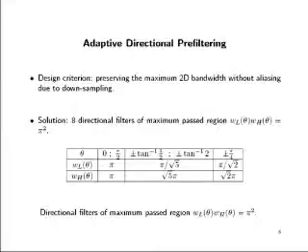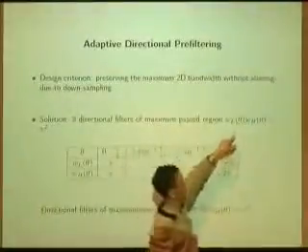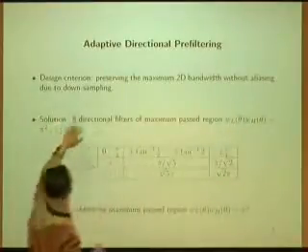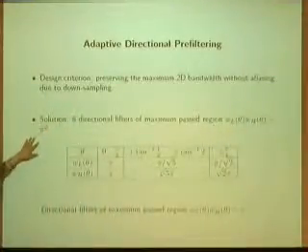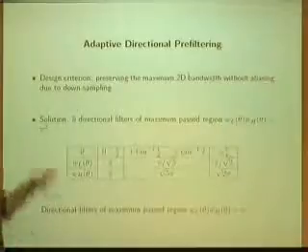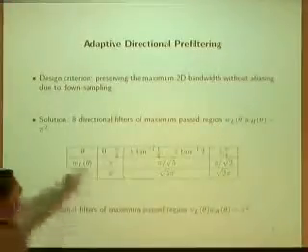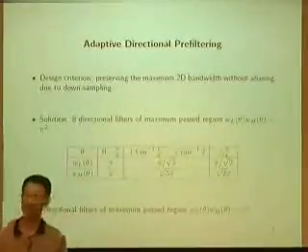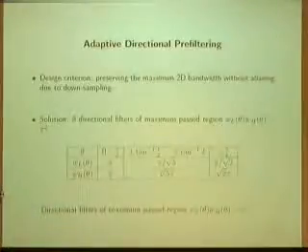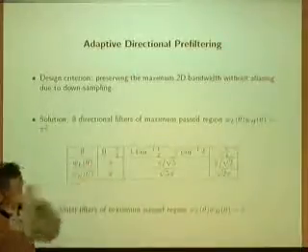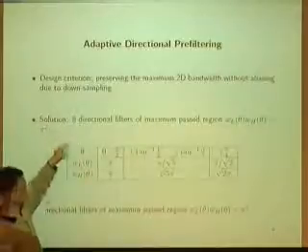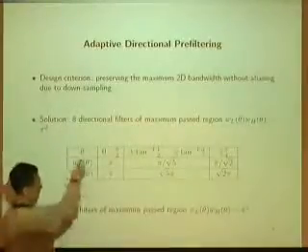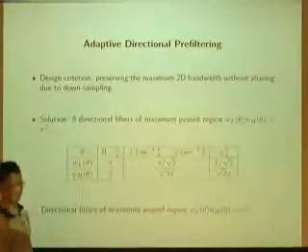There are only 8 directional filters that have the maximum pass region. The maximum region you can pass without aliasing is pi square. There are only 8 directions that can achieve this maximum region. And it's difficult to have a closed form representation for those cases, so I use this table.